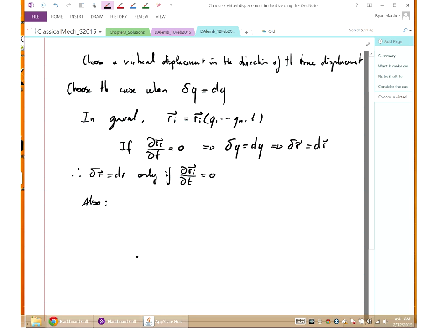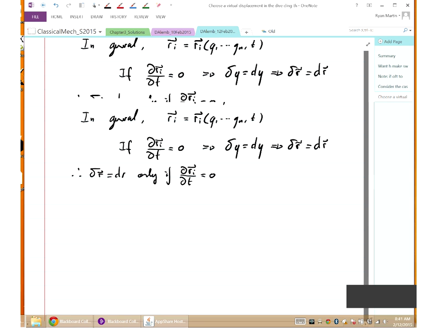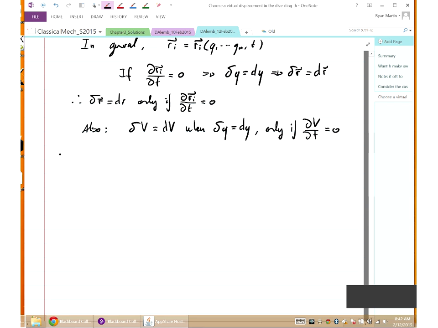And so the same thing can be said of V. So we have delta V equals dV when delta Q equals dQ only if ∂V/∂T equals 0.